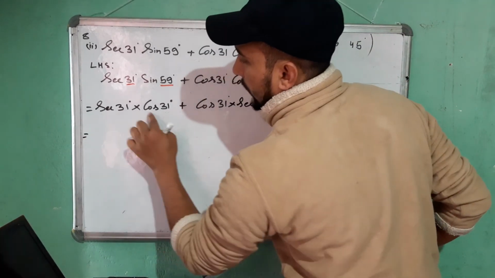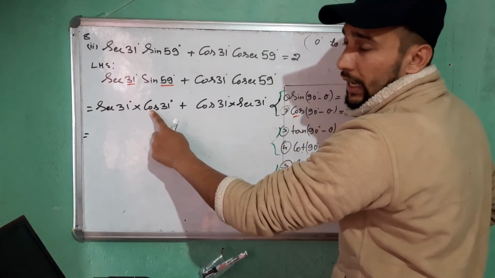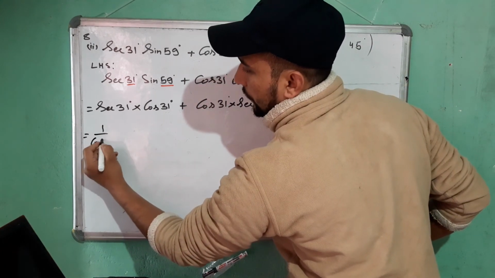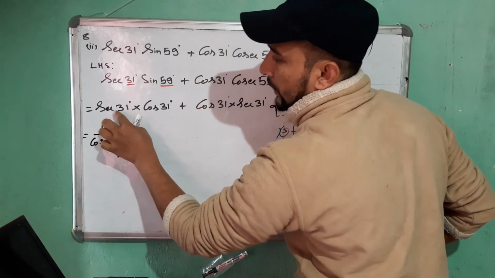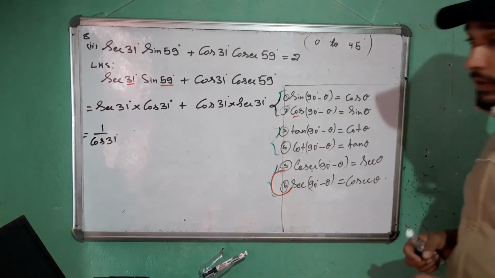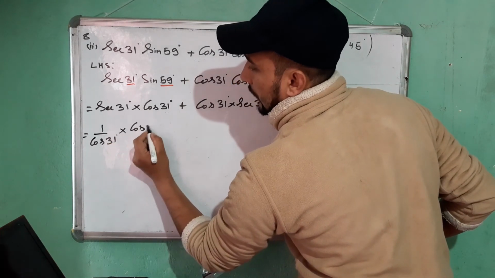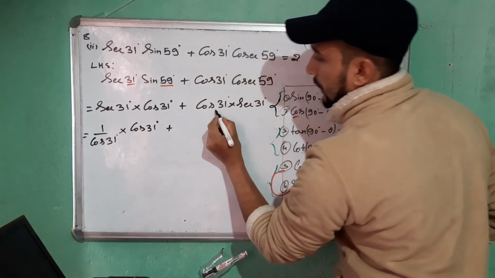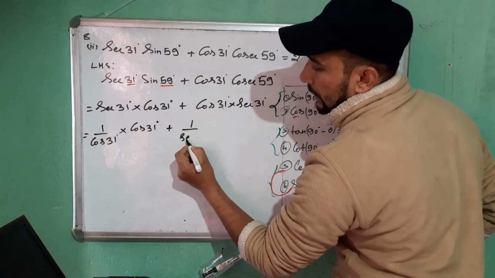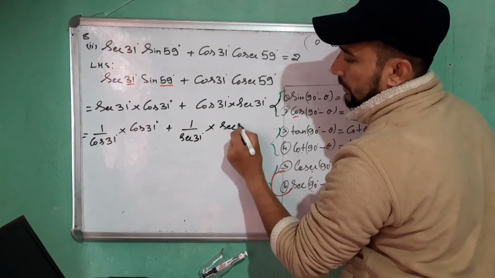You cannot multiply these two angles, you have to use a reciprocal relation. Sec and cos, they have reciprocal relation. You can write this as 1 by cos 31 degree. Sec theta is 1 by cos theta. That formula I have already given you, okay? Into this is cos 31 degree plus cos 31 degree, you can write 1 by sec 31 degree into sec 31 degree as it is.